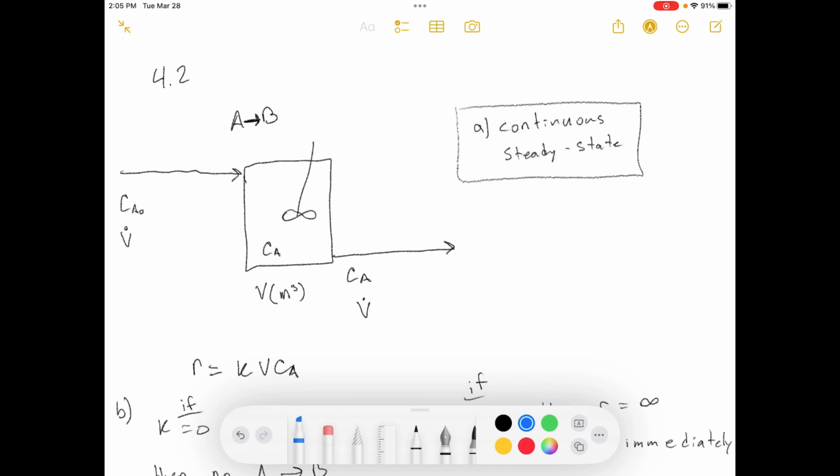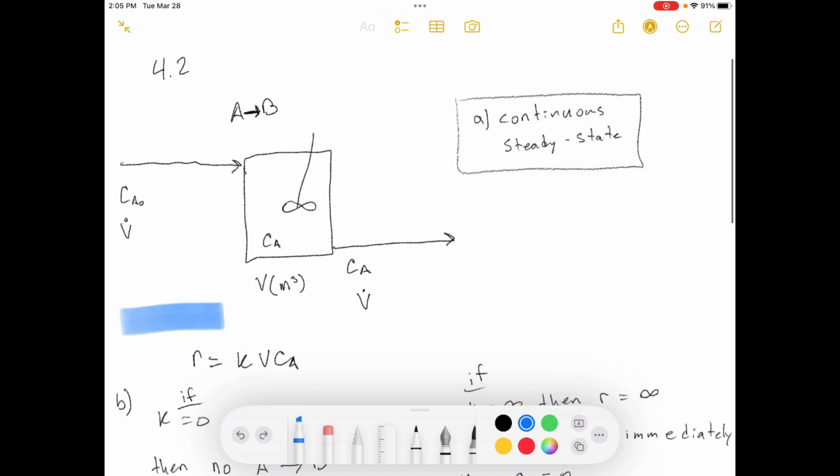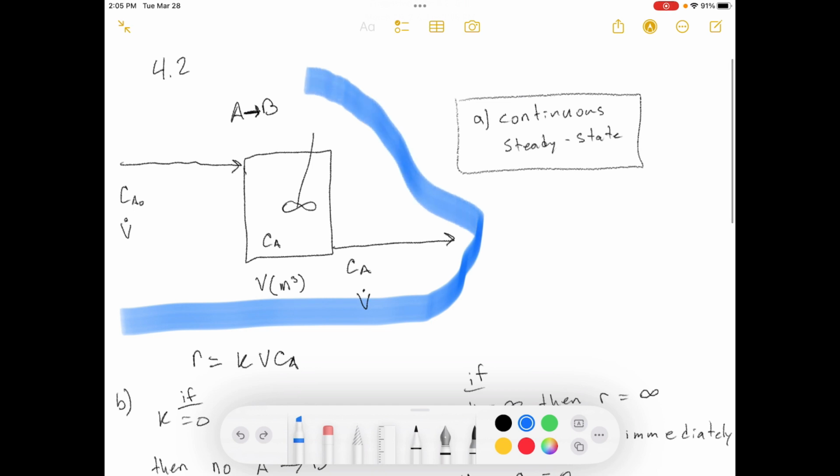The reaction rate, the rate at which A is consumed by reaction in the tank, is given by the expression R in moles of A consumed per second equals K times V times Ca, where K is a constant. Then they give us this diagram here of the tank. A goes to B, and you have water flowing in at the top, or whatever this reaction concentration mixture going in at the top, it's stirred, and then it comes out the bottom here.